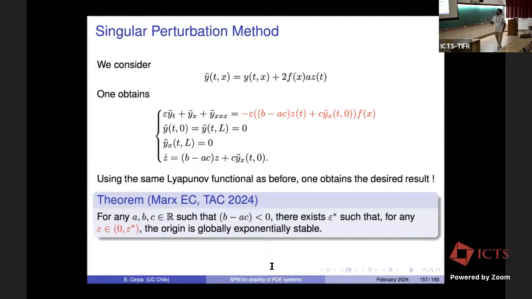Well, of course, here we have to consider, as we have already done, this y tilde, which is just y minus the quasi-static part of the solution, which was minus 2f times a times z, and we obtain a system like the previous one with extra terms, as usual when we apply this method for the wave, for the KdV, or for a first order hyperbolic system. In fact we always obtain the same equation, but with an extra source term that we have to deal with. And here we have again the result that, using the same Lyapunov function, we are able to prove that this system is exponentially stable if epsilon is small enough, under the condition that b minus ac is less than 0. Nice.